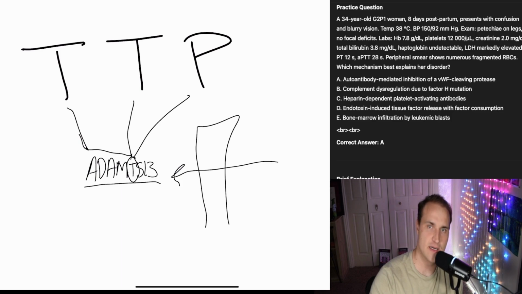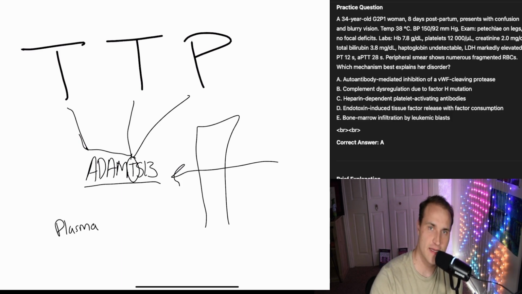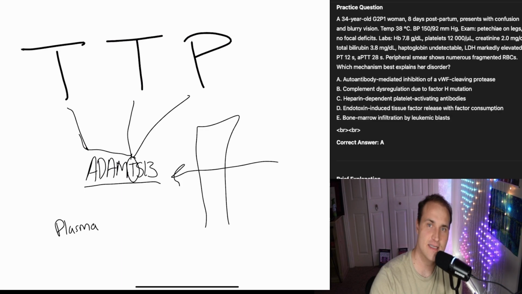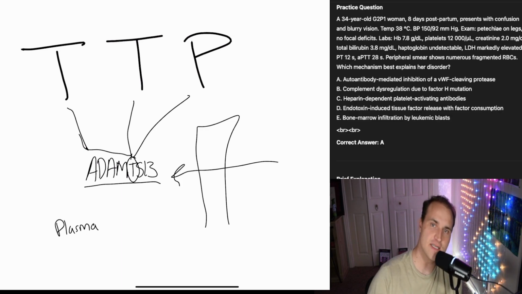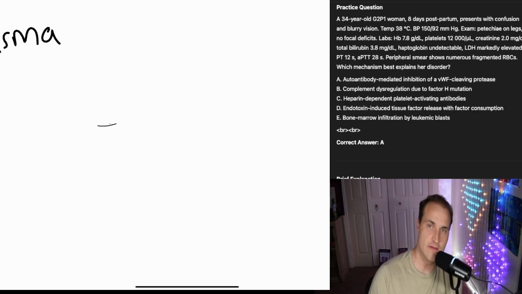And you treat them by starting plasma. So you pull out the antibody and you supply fresh ADAMTS13, and your mortality plummets from 90% to 10% or less. So if you see schistocytes and low platelets, definitely think of TTP.